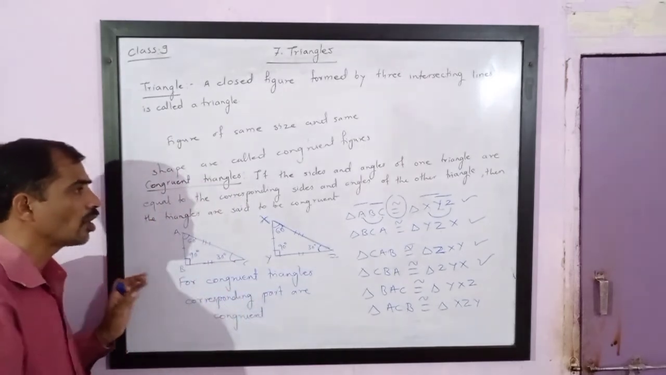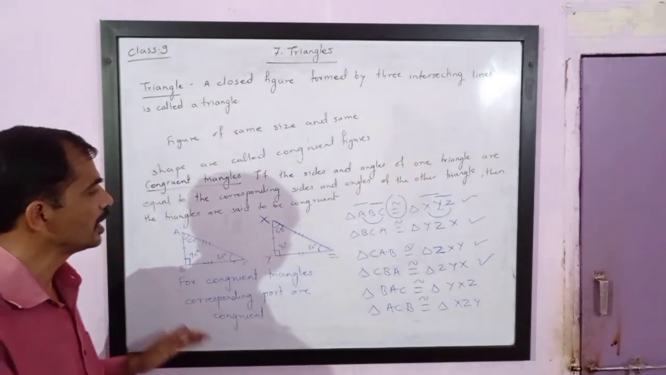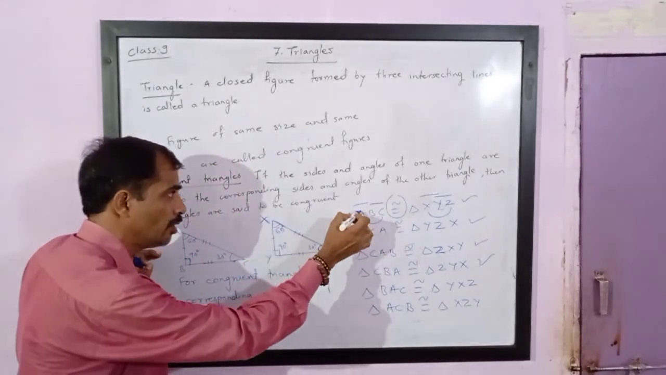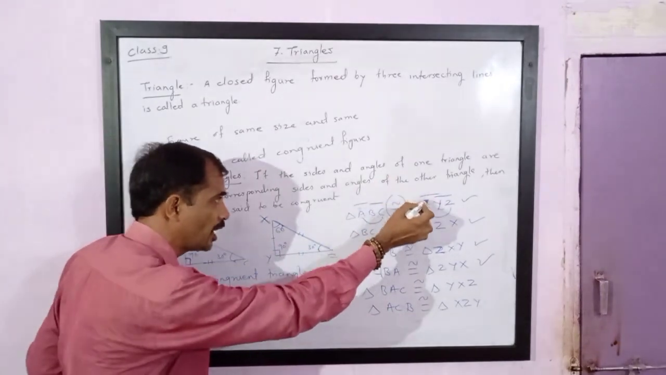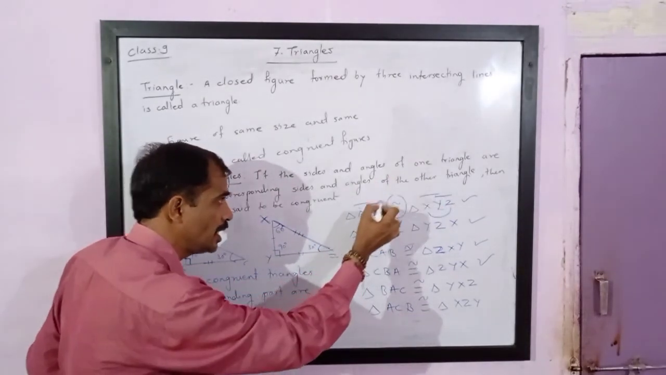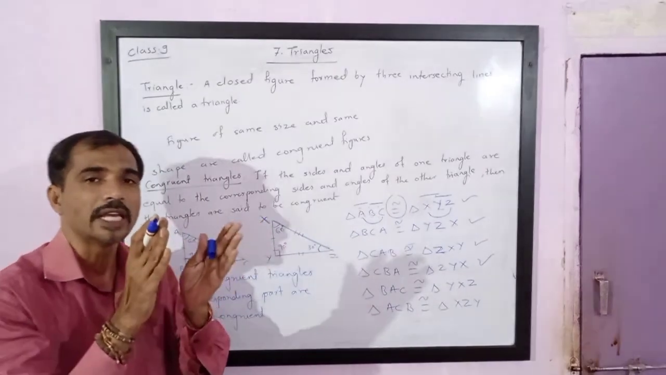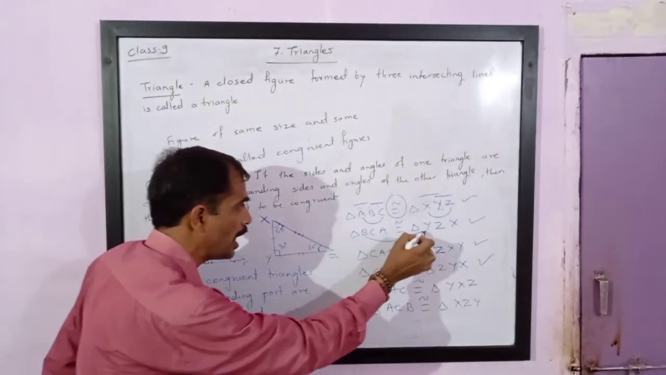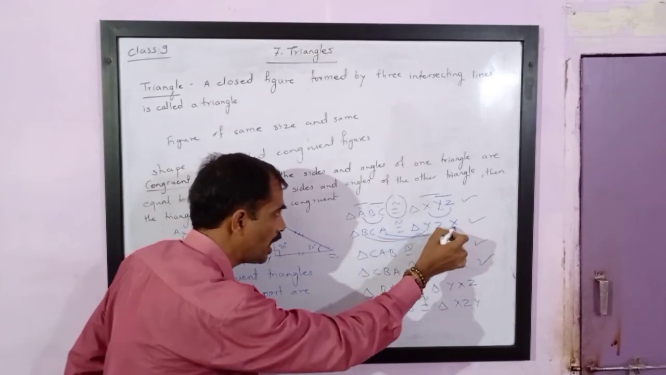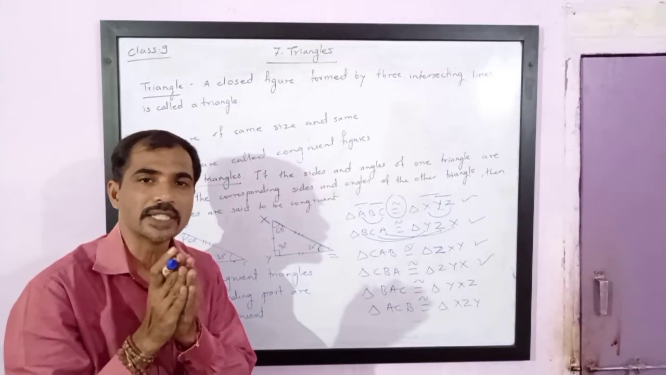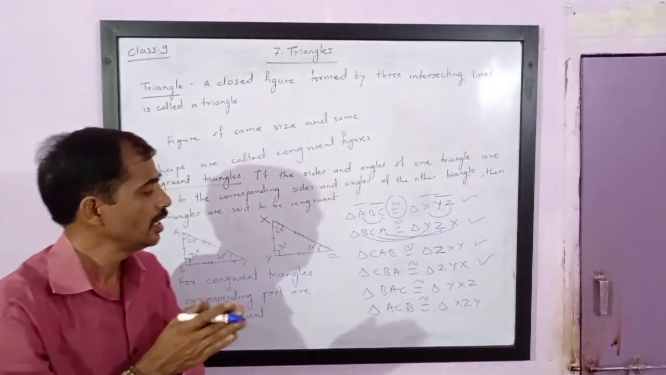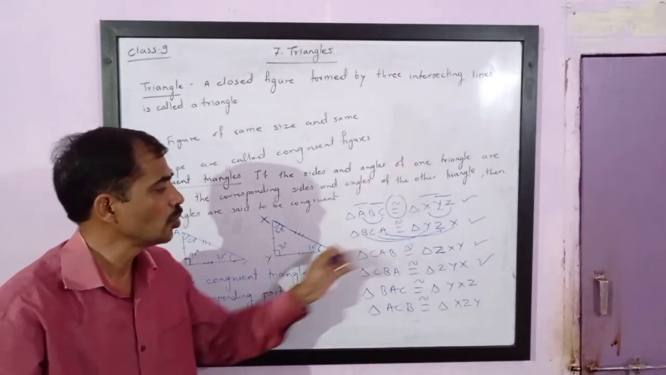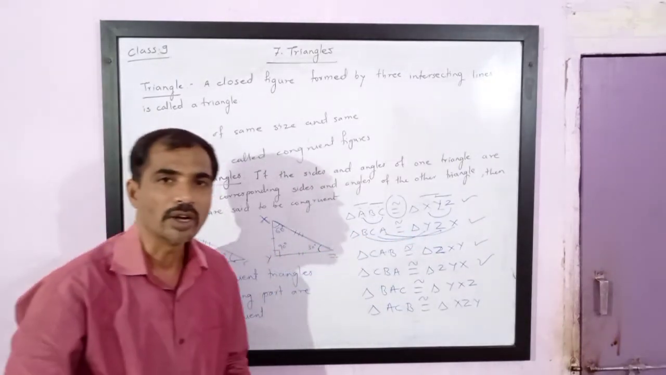It means when we talk of triangle ABC congruent to triangle XYZ, if the A vertex is kept on X vertex, B kept on Y vertex and C kept on Z vertex, the figures will exactly coincide. Here also, if you keep B on Y, C on Z and A on X, then also you will notice the figures exactly coincide. It means when the figures coincide, we say the figures are congruent figures.